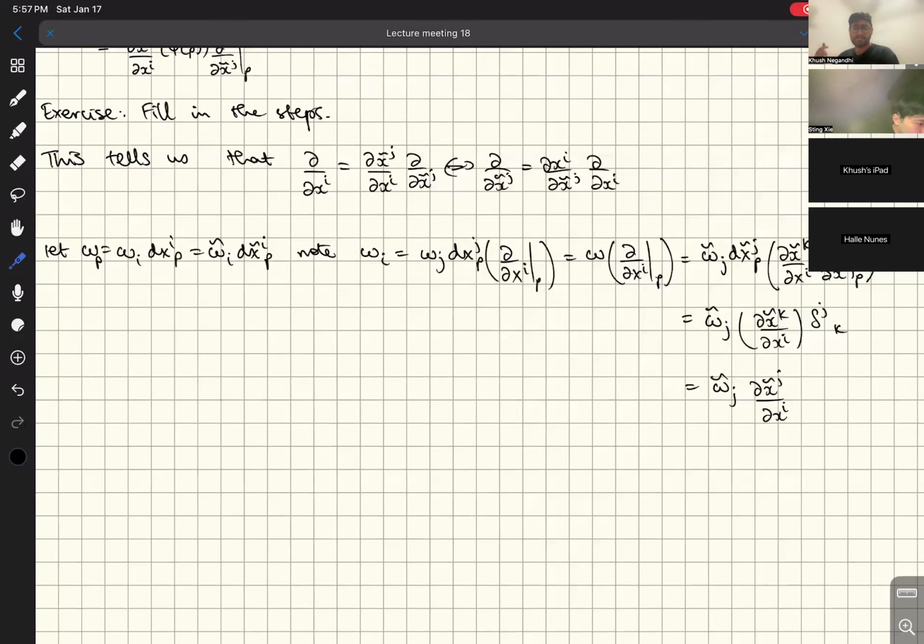Right? This is a similar logic we applied when we started talking about change of basis in linear algebra, where the components of the dual vector transform as the vector itself, and the dual vector itself transforms as the components of the vector, right? So that's what's going on here.